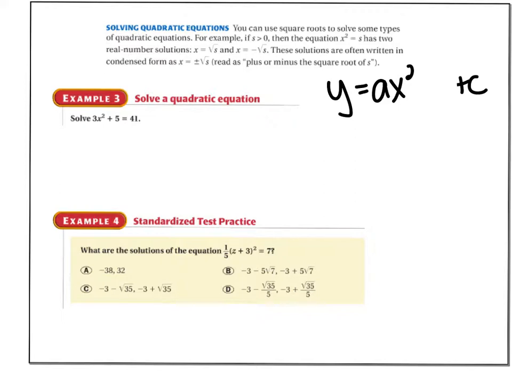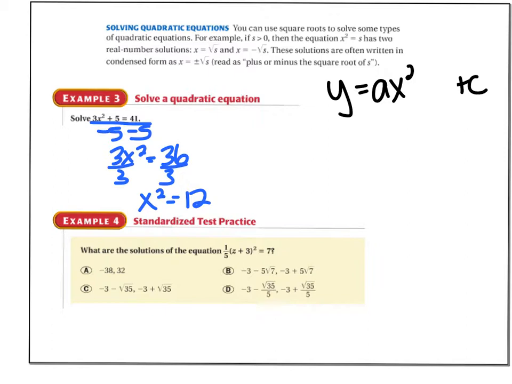If you have 3x squared plus 5 equaling 41, all you need to do is solve for x the good old-fashioned way, using inverse operations and isolating your variable. So I will subtract 5 from both sides, and I end up with 3x squared equals 36. Continue to isolate x, in this case x squared, so we're going to divide by 3, and you are now at x squared equals 12.